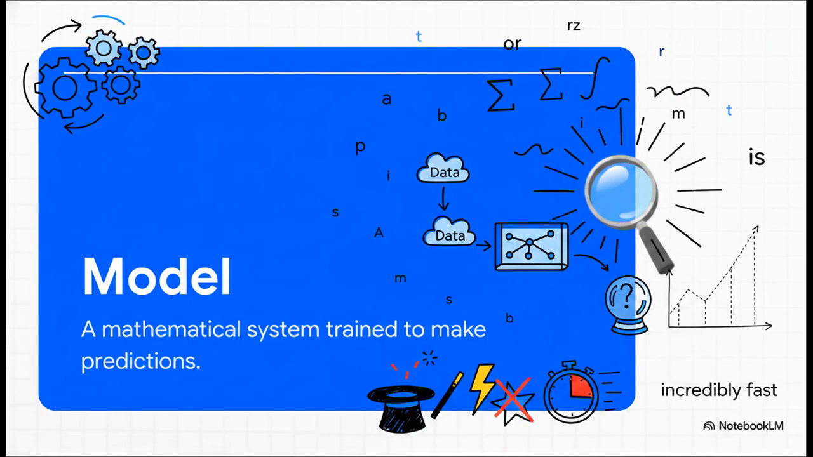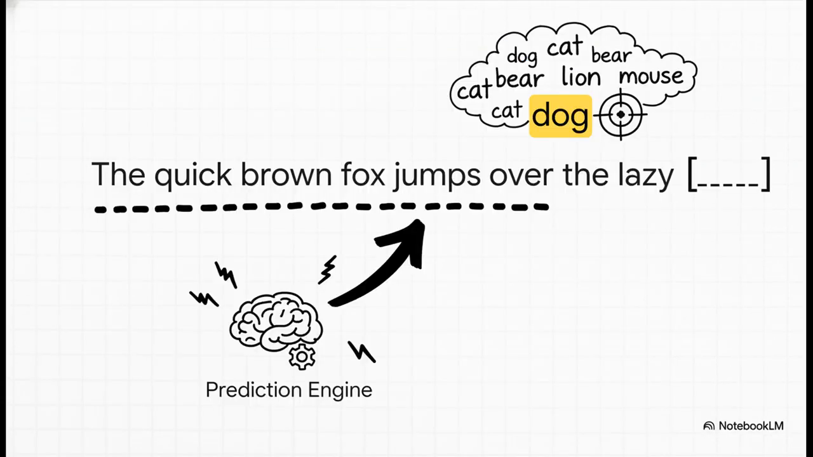And finally, the model. Stripped of all the Hollywood sci-fi hype, a model is really just a massive neural network functioning as an ultra-fast probability engine. It isn't thinking in the way you or I do. It's actually running incredibly complex prediction math against those billions of parameters we talked about to figure out exactly what should happen next.